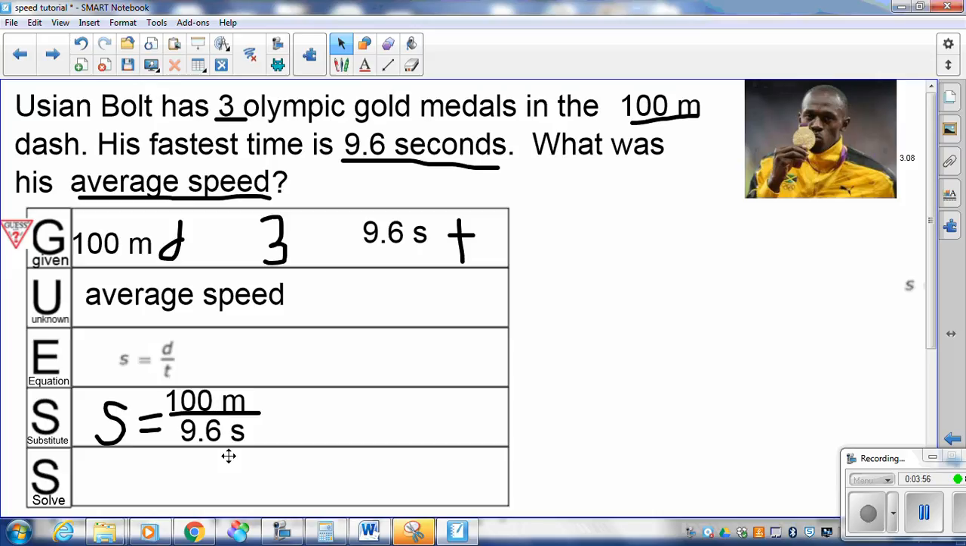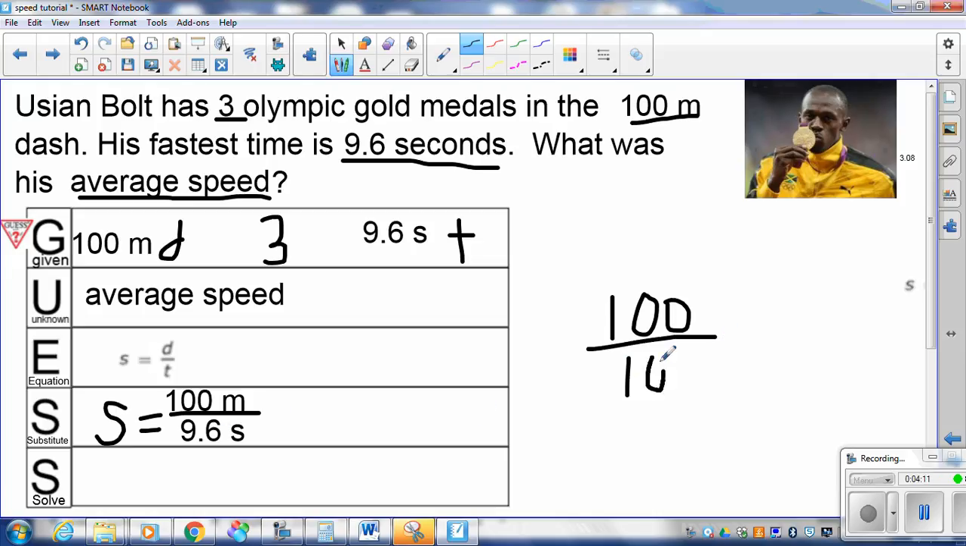I know in math they tell you to estimate a lot, so let's try that. 100 meters divided by 9.6. Now 9.6 is closest to 10. I'm going to do it that way. So 100 divided by 10, most of you know is 10. You can do that in your head.